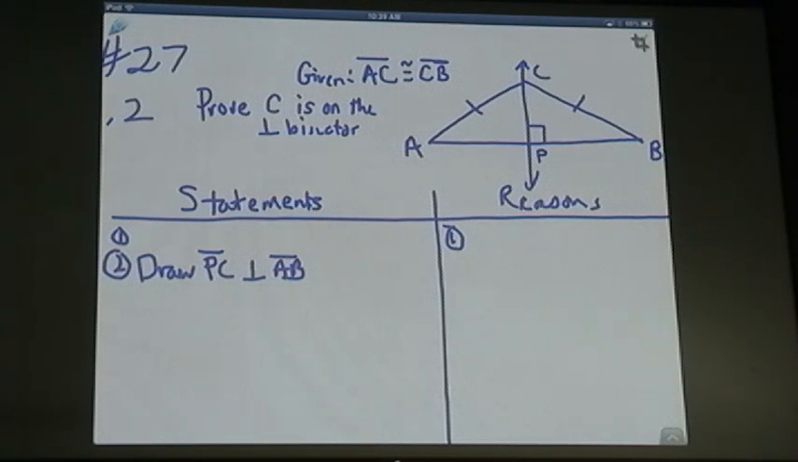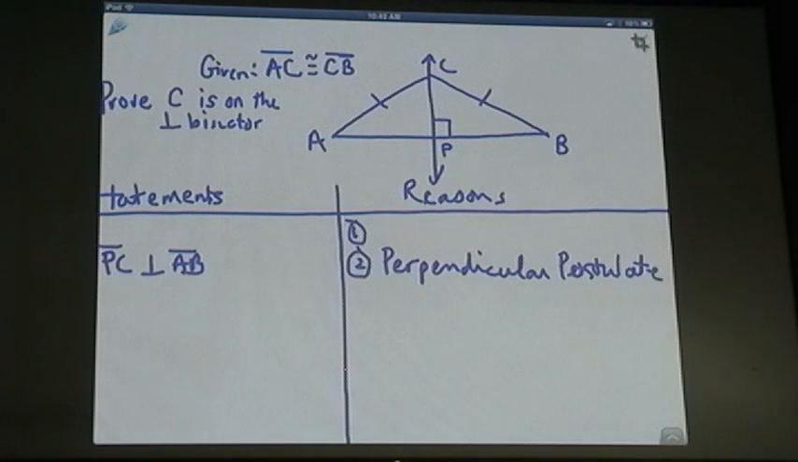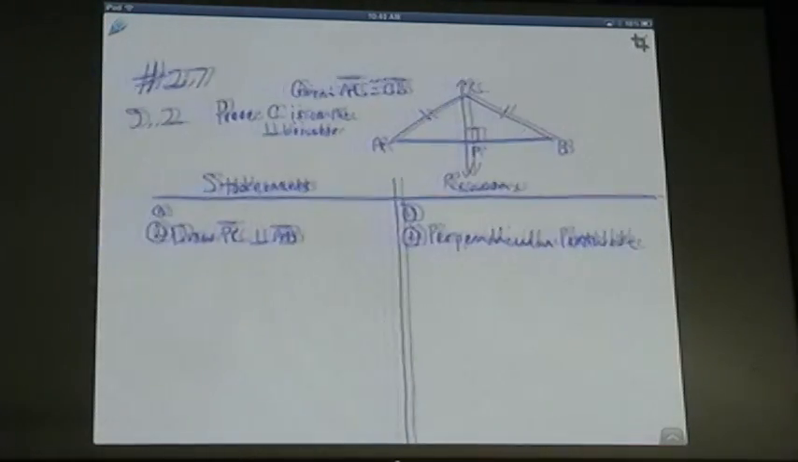We know that 2 points determine a line, but in this one we need even more than that. We need to make it perpendicular. So our reason for being able to draw a line perpendicular to AB would be the perpendicular postulate. The perpendicular postulate says there is only one line that goes through point C that is perpendicular to AB, which is similar to the parallel postulate, which says there's only one line through a point that is parallel to a given segment.